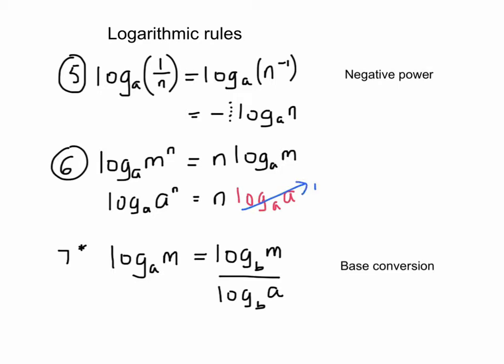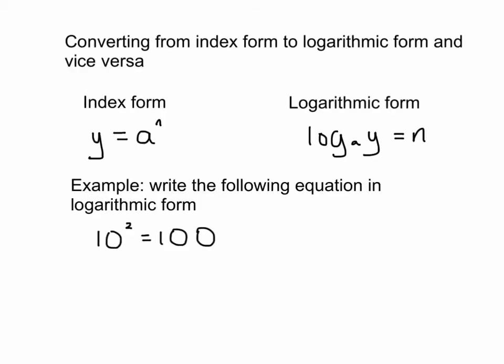And the last one is a base conversion one, and it's not always on the official list. But basically, if you have log to the base a of m, you can work it out using a different base, as long as you put the m in the numerator argument and the a in the denominator argument.